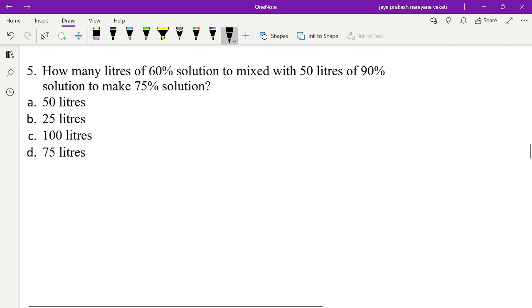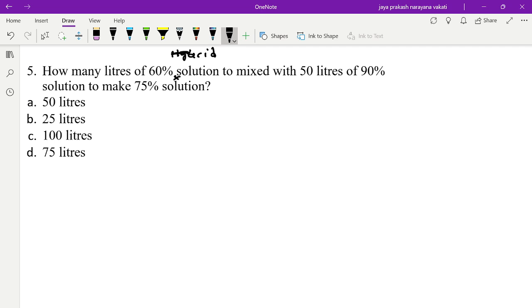So again, this is also a similar problem. Just pause this video, try this question by yourself, and you need to get the answer. Let's see. How many liters of 60% solution are to be mixed with 50 liters of 90% solution to make 75% solution? So I forgot to mention here, it's a 60% acid solution. I'll call it hydrochloric acid solution. Clear?